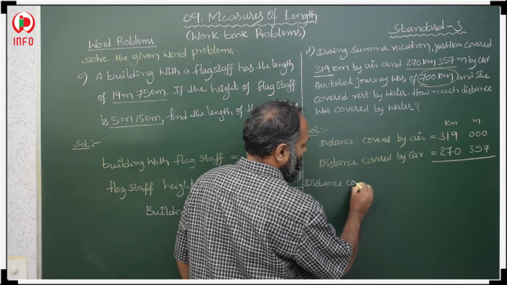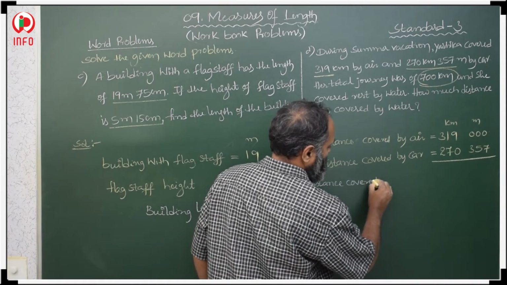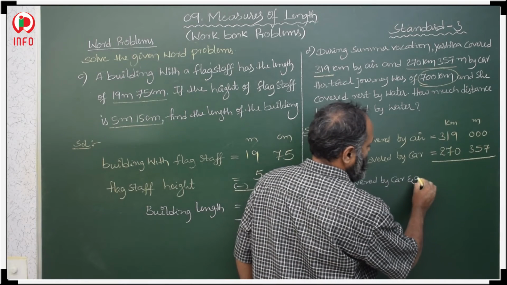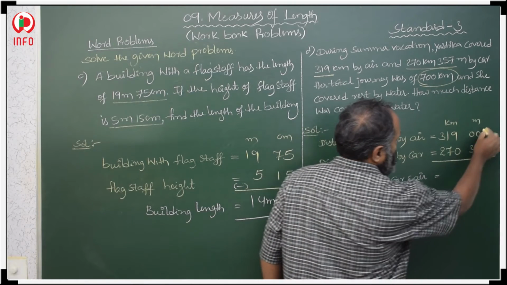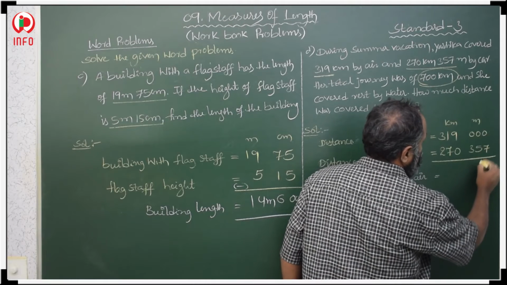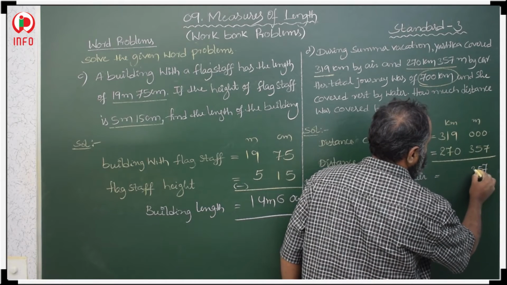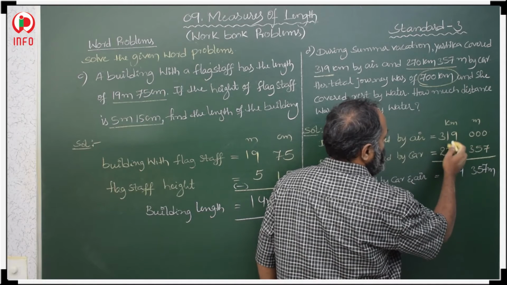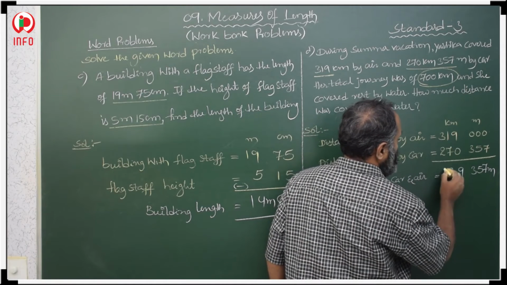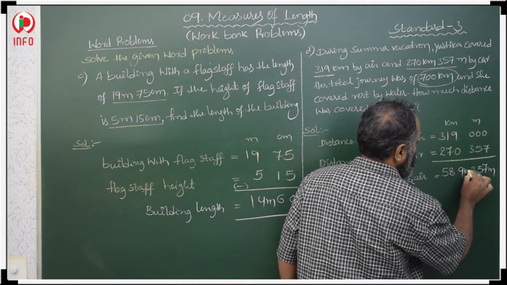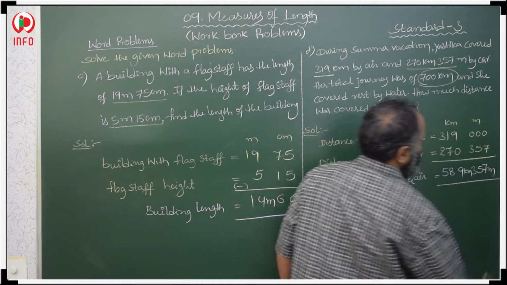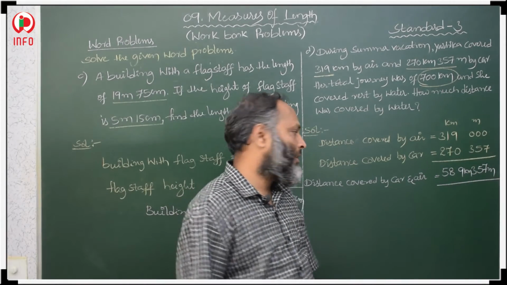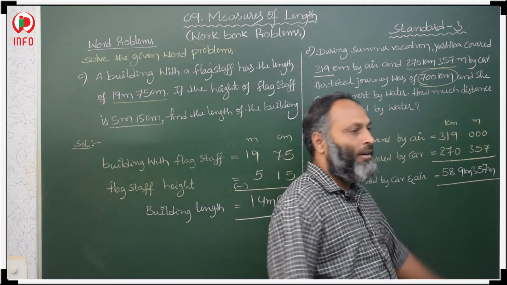Now, distance covered by car and air. 0 plus 7, 7, 0 plus 5, 5, 0 plus 3, 3. This is in meters. 9 plus 0, 9, 7 plus 1, 8, 3 plus 2, 5. So 589 kilometers, 357 meters. This much distance she covered by air and car.